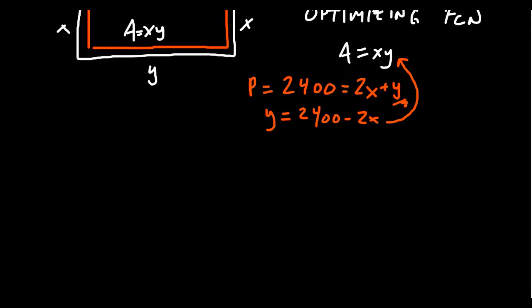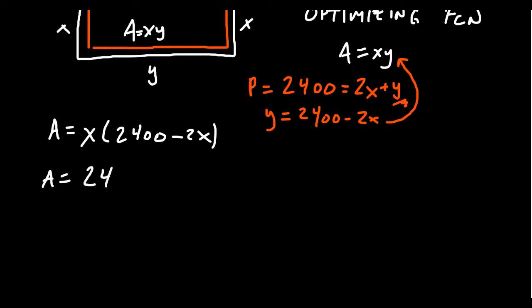And if we do that, then our optimizing function turns into the following: A equals x times (2,400 minus 2x). And I'm going to distribute this through because my ultimate goal is to be taking a derivative. And although I could use the product rule, it's going to be a little bit cleaner if you distribute the x. So we get 2,400x minus 2x squared. Right? This is our optimizing function.